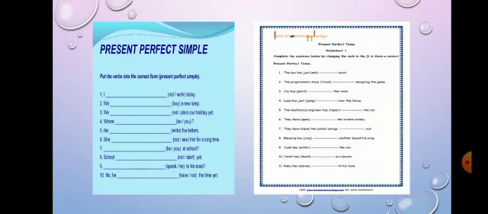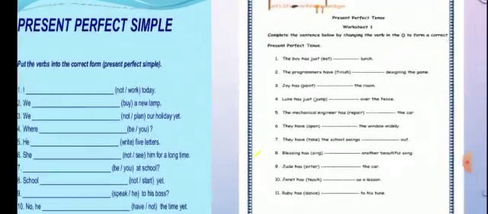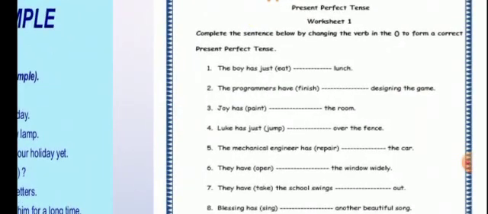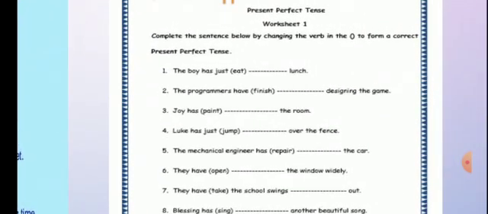Now, I want you all to focus on some worksheets here, right? So here this worksheet 1. Here, let's take the first one. They have given the has or have, only the verb must be changed. You know, verb in present perfect tense, the verbs are always in past participle. So let's take the first question. The boy has just blank lunch.